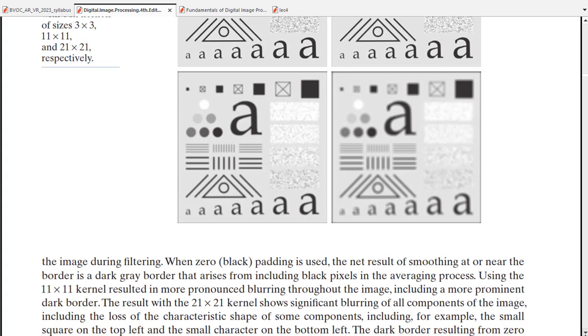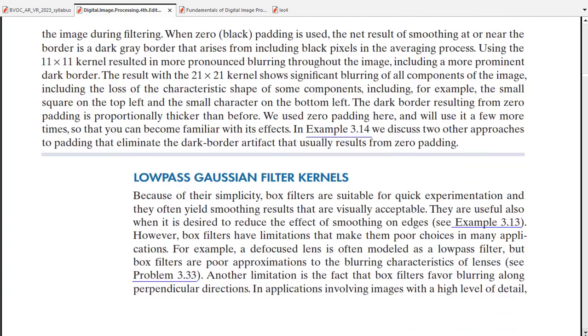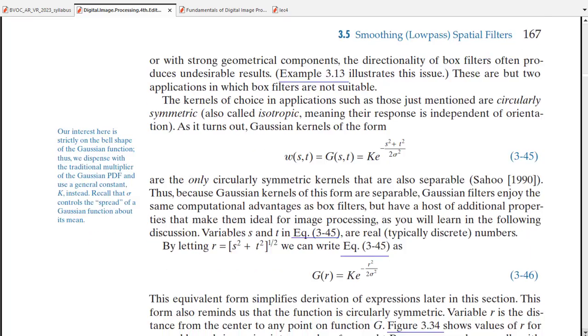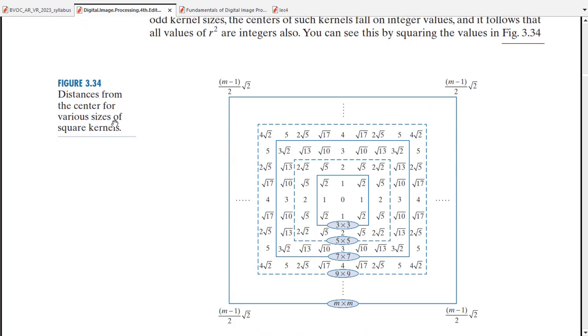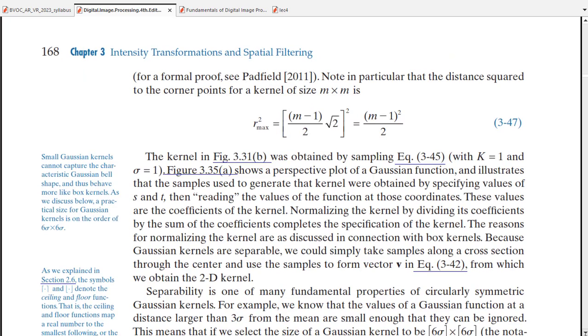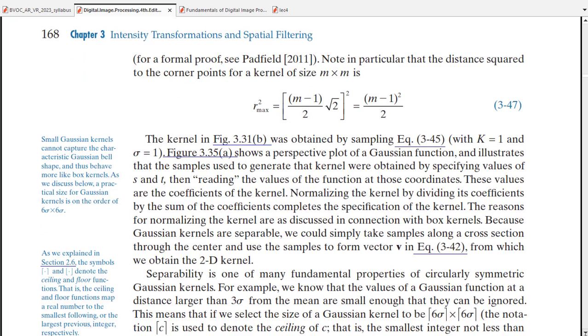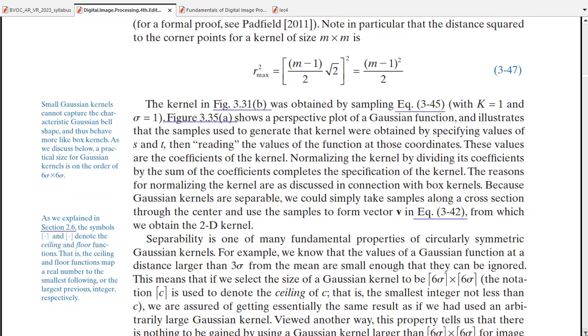Here there is the distance from the center for various sizes of square kernel: 3 by 3, 5 by 5, 7 by 7, 9 by 9, 11 by 11, and so on. In this case, m by n with m equal to n, so the values form square matrices. This is the information for identification among smoothing filters.